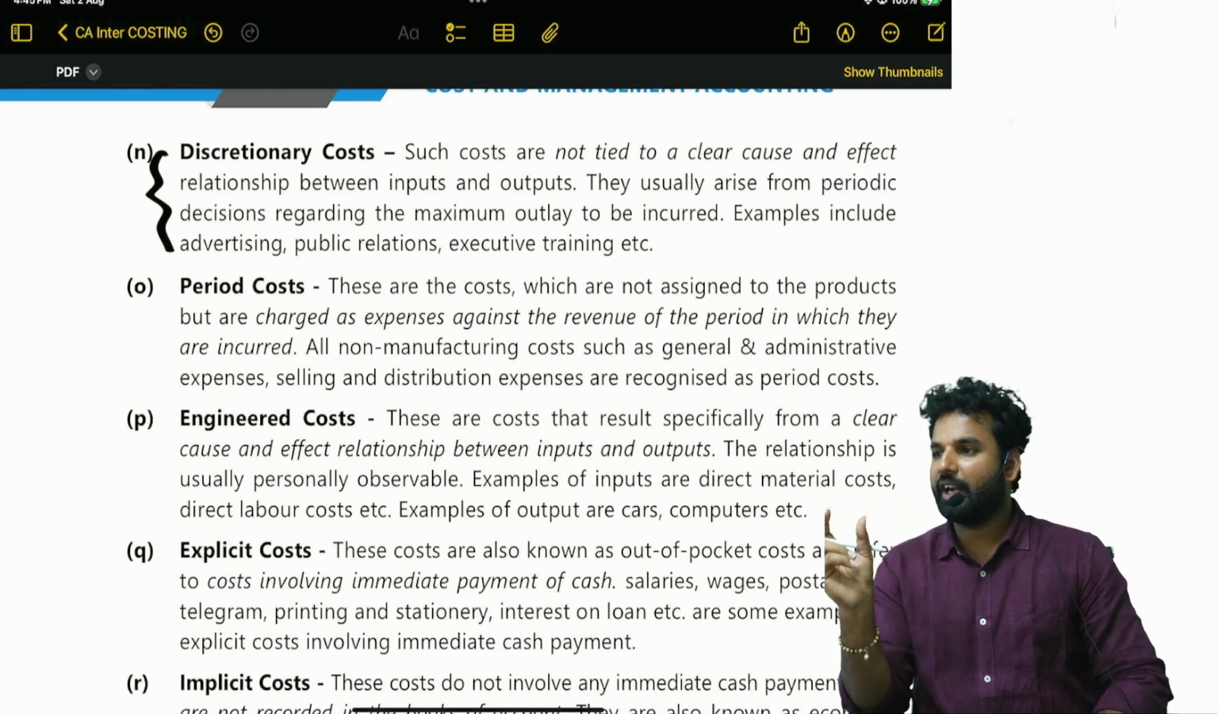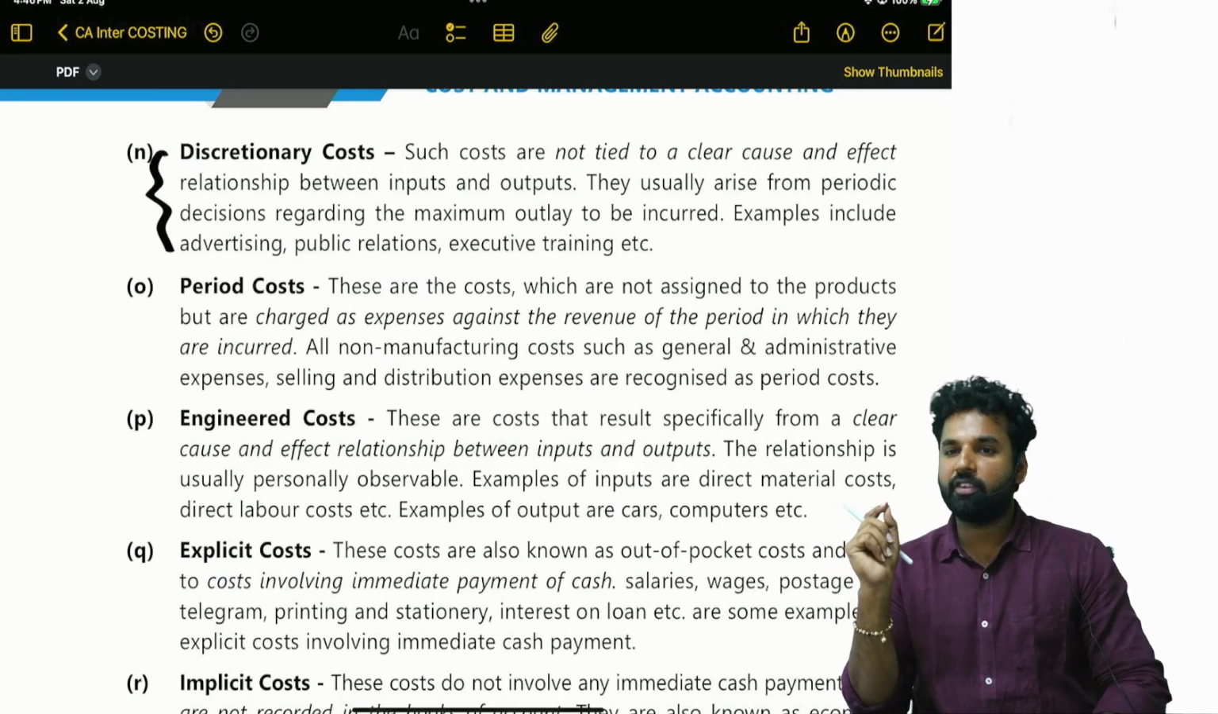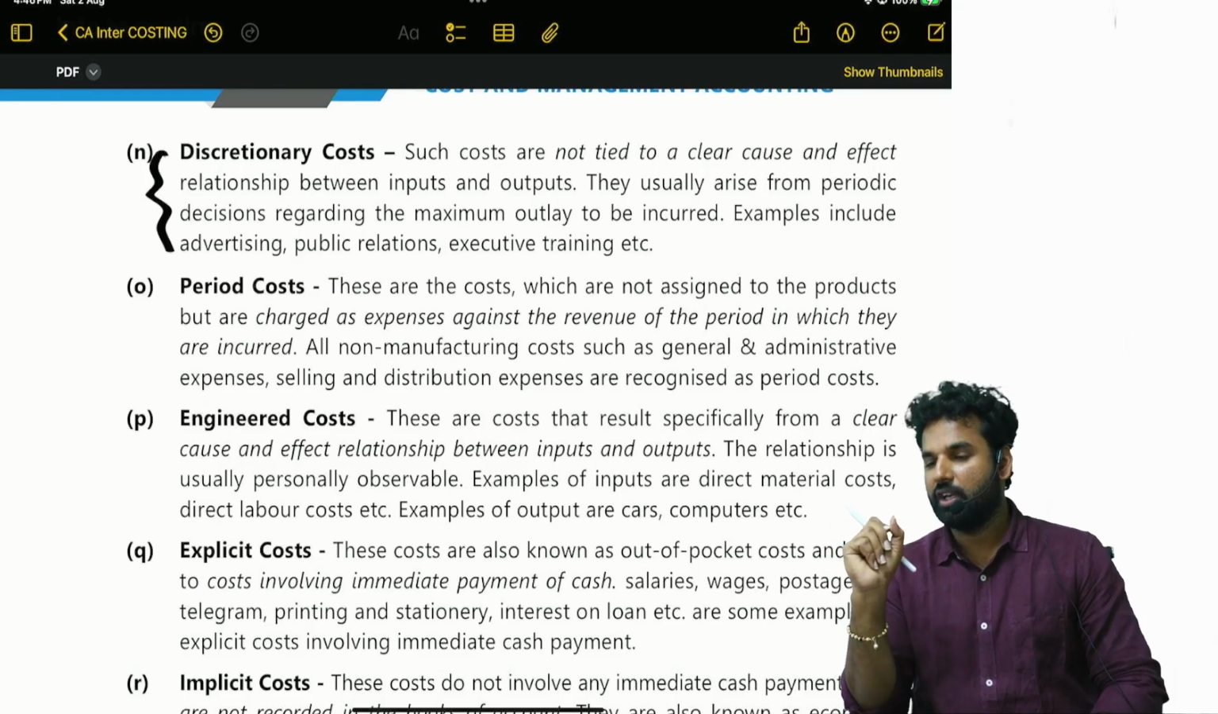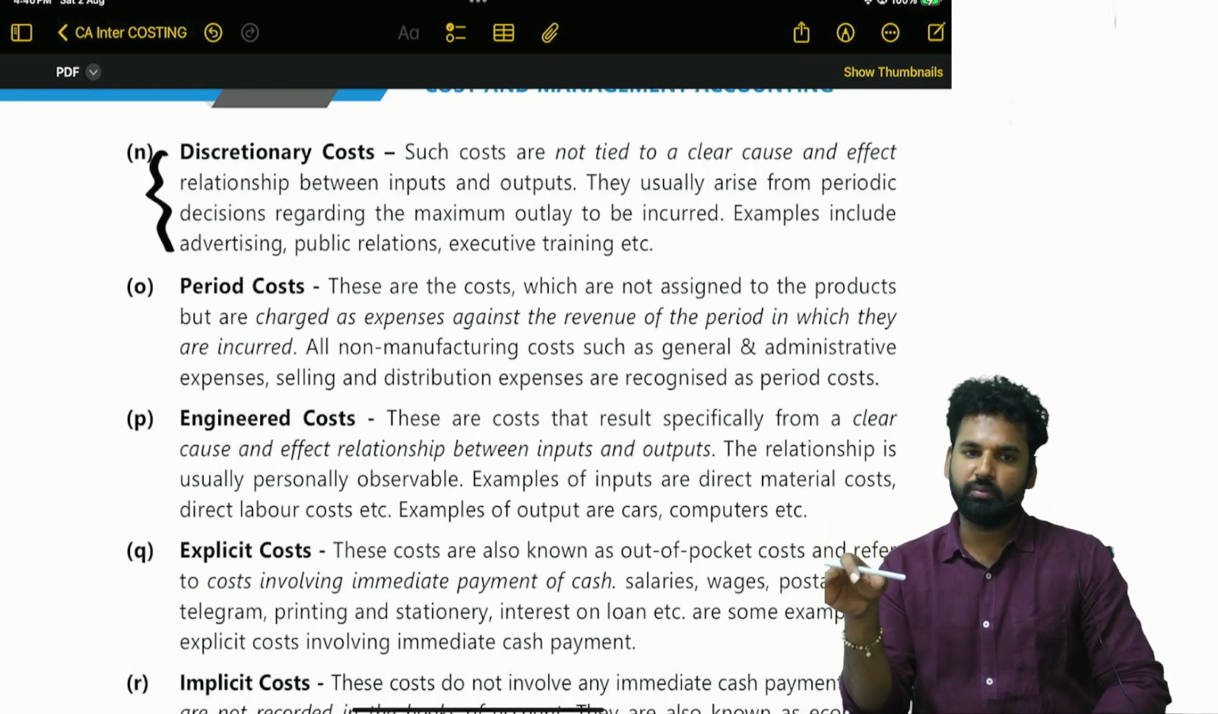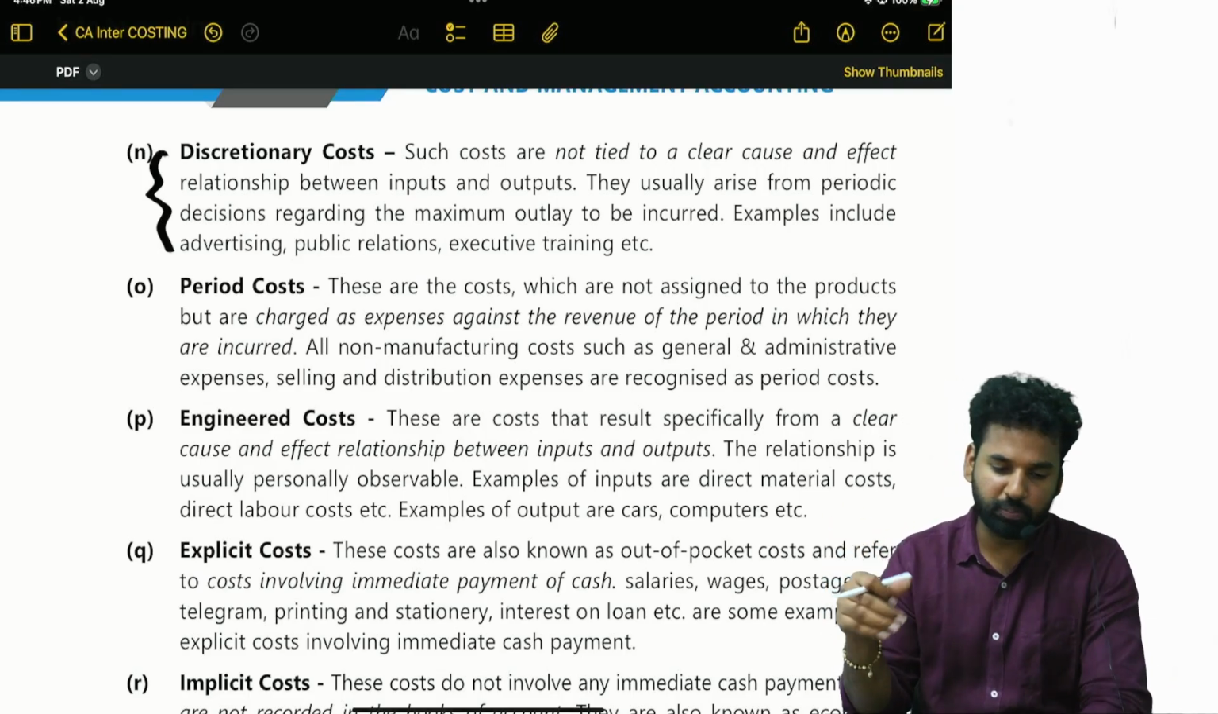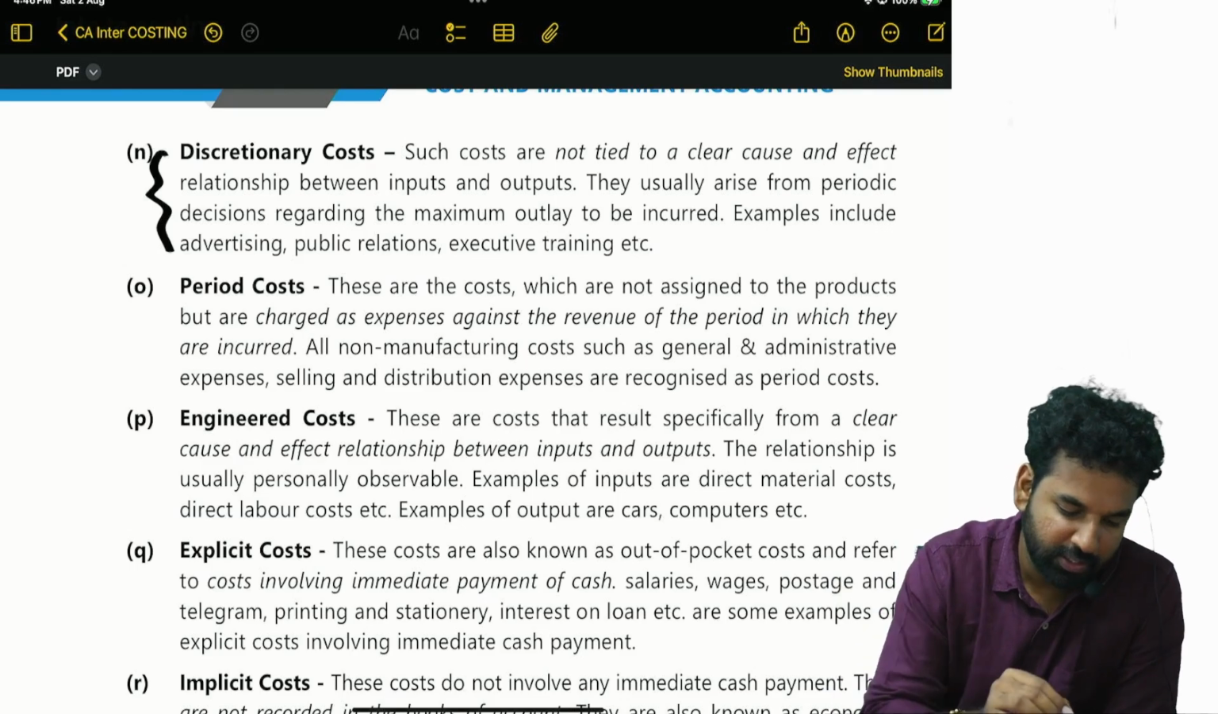See, you are putting in a brand ambassador. Okay, Ramcharan as a brand ambassador. By putting Ramcharan as a brand ambassador, how much sales has been achieved? That you cannot tell. By making an advertisement cost of 1 crore rupees, how much sales has increased? That you cannot calculate. These are discretionary costs. So whether you make this cost or not, whether you put this cost or not, these are the discretionary costs.